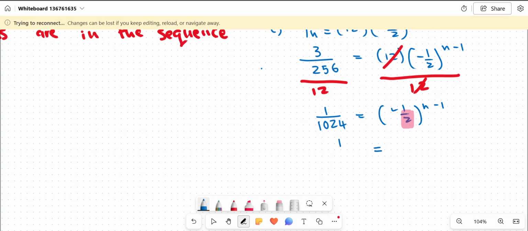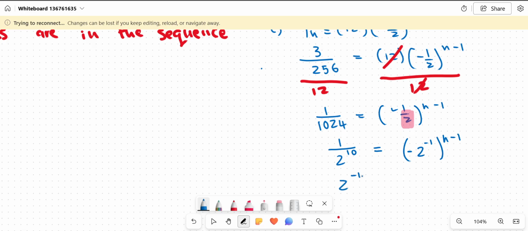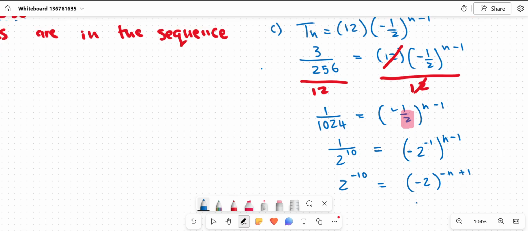I get that this is 1 over 2 to the 10. This is still a negative 2, and I could actually bring this up as well. Actually, let me do that in the same step. I'm going to write this as 2 to the negative 1. It still has the negative there, so this becomes a negative exponent. And this is a 2 to the negative 1, that is obviously going to multiply the n minus 1, so it gets a negative n plus a 1.